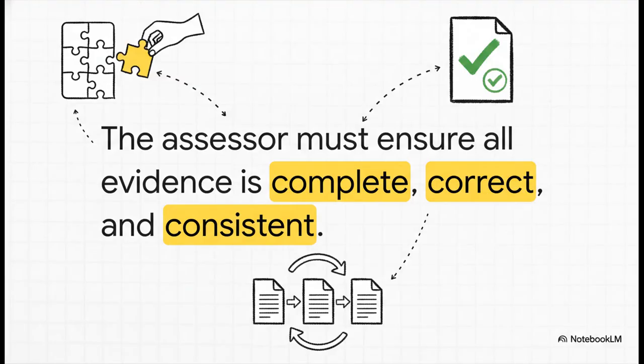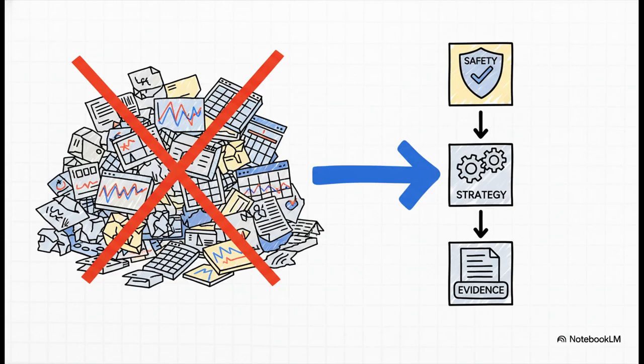The very first mandate is to review the evidence for quality. Is it all there? Did the team actually analyze everything they were supposed to? Is the data correct? Does it actually reflect reality? And is it consistent? Do all these different documents actually tell the same story, or do they contradict each other? Second, and this is huge, the assessor has to find a logical argument.